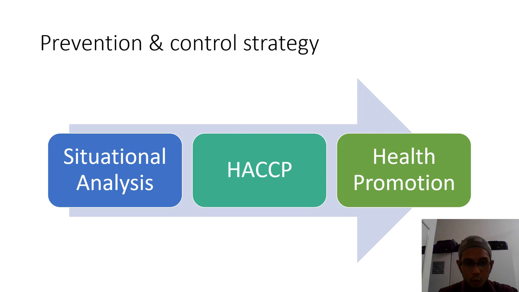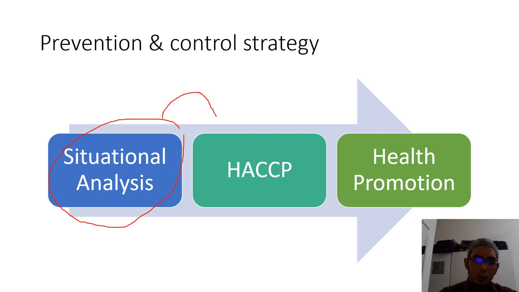And also, if you ever encounter a case of typhoid or food poisoning, whatever the organism is, you need to do situational analysis. You need to find out whether the food outlet or the food that is being served is at risk of outbreak. Okay, outbreak here means more than the actual or the normal level of cases. So you need to prevent the outbreak from happening first.